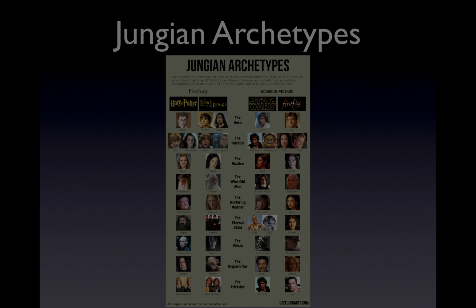The nurturing mother is McGonagall. The eternal child might be Hagrid. Or in Star Wars, it's C-3PO and R2-D2. You've got the villain, the shapeshifter. You don't know whether they're good or bad. So that's Snape, who's both good and bad.